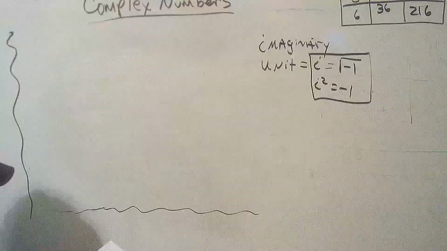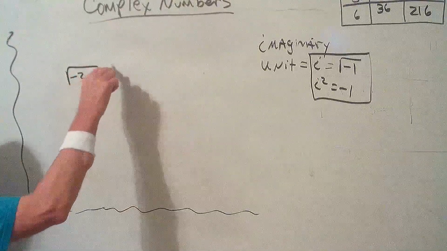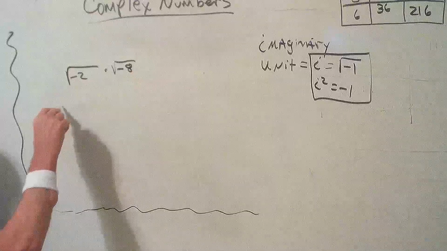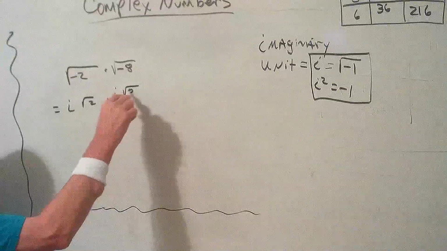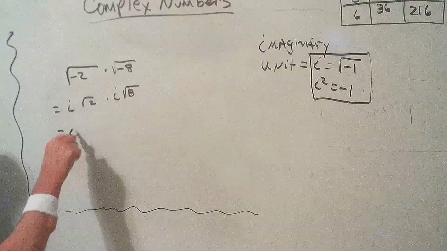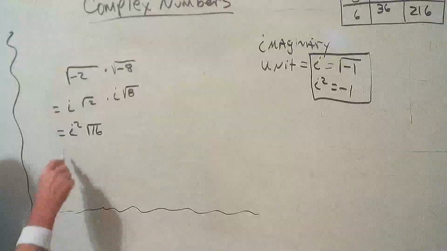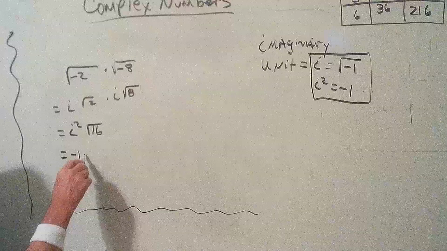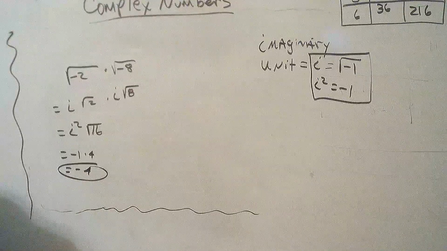And what if we have this? The square root of -2 times the square root of -8. This equals i times the square root of 2 times i times the square root of 8. Okay? And again, to get rid of the negative numbers, just bring an i out. This equals i squared times the square root of 16. 2 times 8 is 16. Now again, i squared is -1, and the square root of 16 is 4. So our answer here is -4.